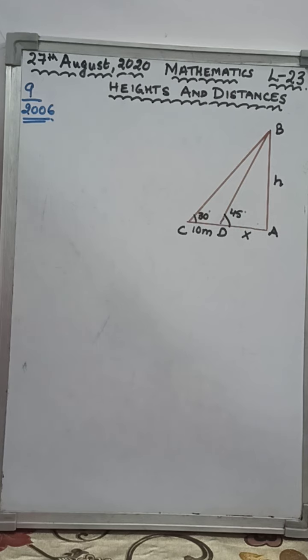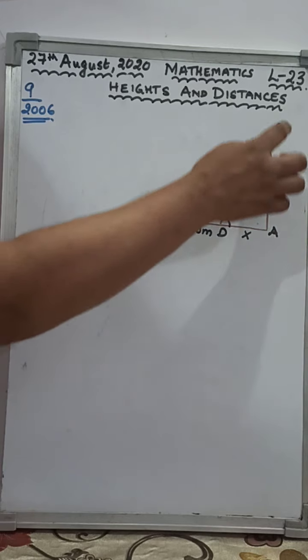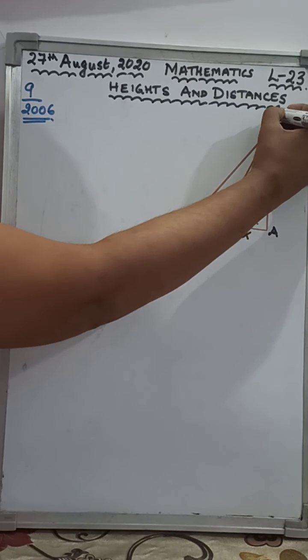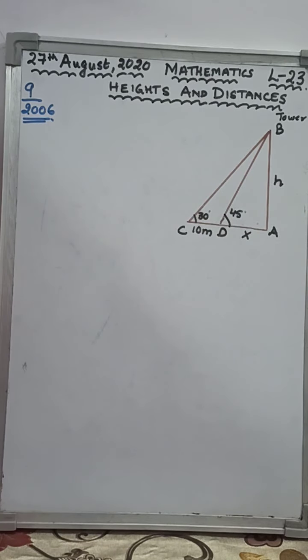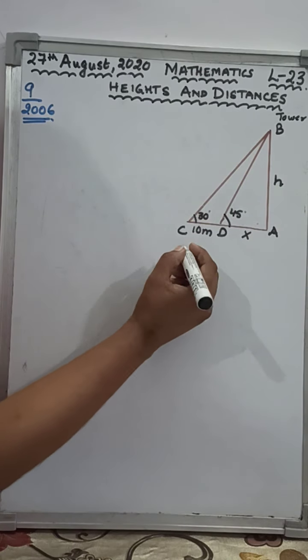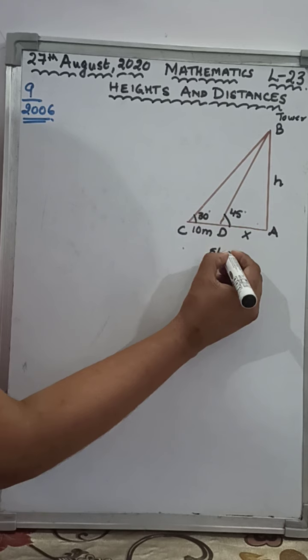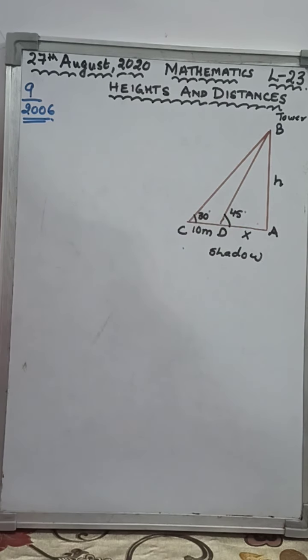Now question number 9. The 9th question is of 2006. The question says the shadow of the vertical tower AB. This AB is a tower of height h. Clear? And this is a shadow on the ground. It is increased by 10 meters.